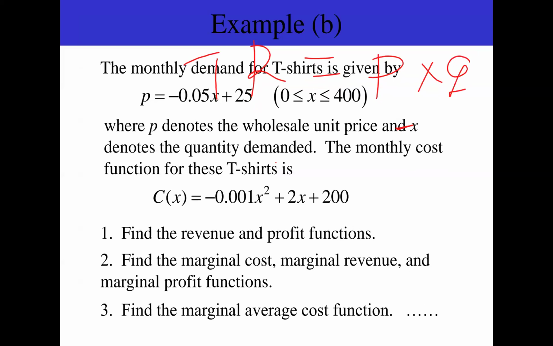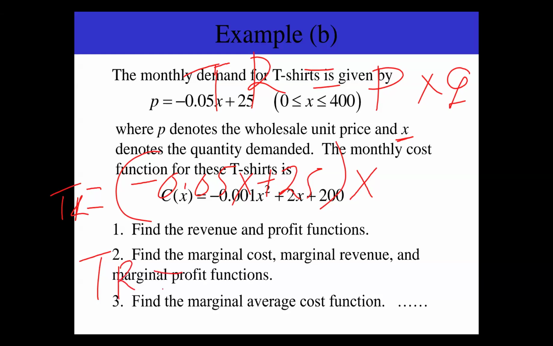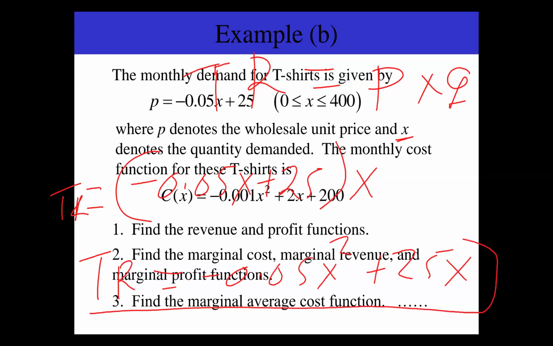Yes. And so you shall have negative 0.05x plus 25 multiplied by the quantity which is represented by x. And so you can FOIL from here or expand to have the total revenue equal to negative 0.05x squared plus 25x, right? This is the total revenue function, isn't it? Yes, sir.